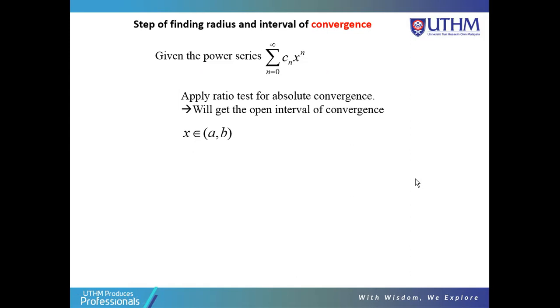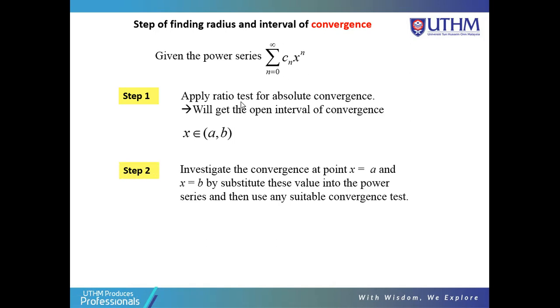So, the steps to find the radius and interval of convergence. Given a power series in typical sigma notation, apply the ratio test for absolute convergence. When you apply this ratio test, you get the open interval of convergence. So you know the interval after you complete the ratio test, from the initial point to the endpoint. Then investigate the convergence at the endpoints of the interval.